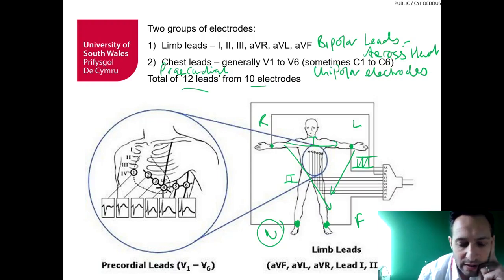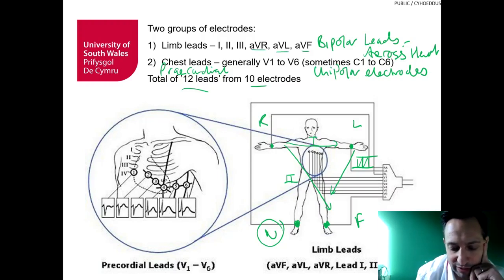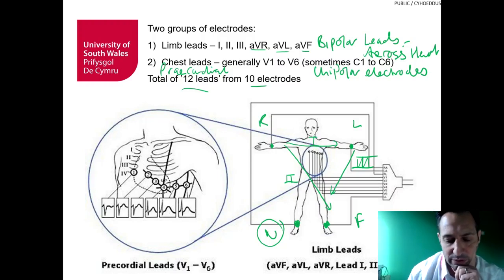We get then these ones here called AVR, AVL, AVF, and we get them because the ECG will take this right electrode, the right arm electrode here, and it will say, okay, that's a negative end of lead 1 and this is the positive end of lead 1. And the reason that it's calling the left arm the positive is because the wave of depolarization is going to get picked up by the wave moving from right to left.